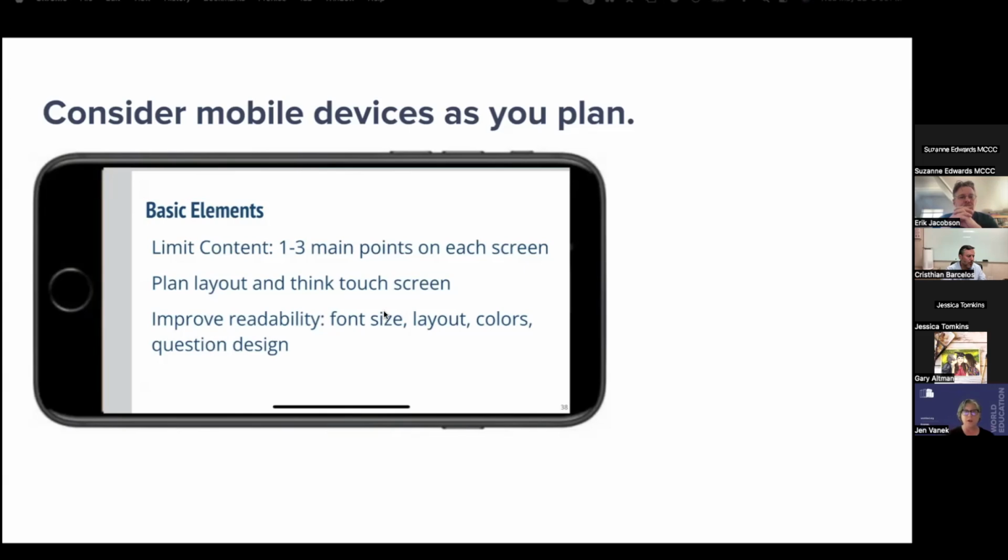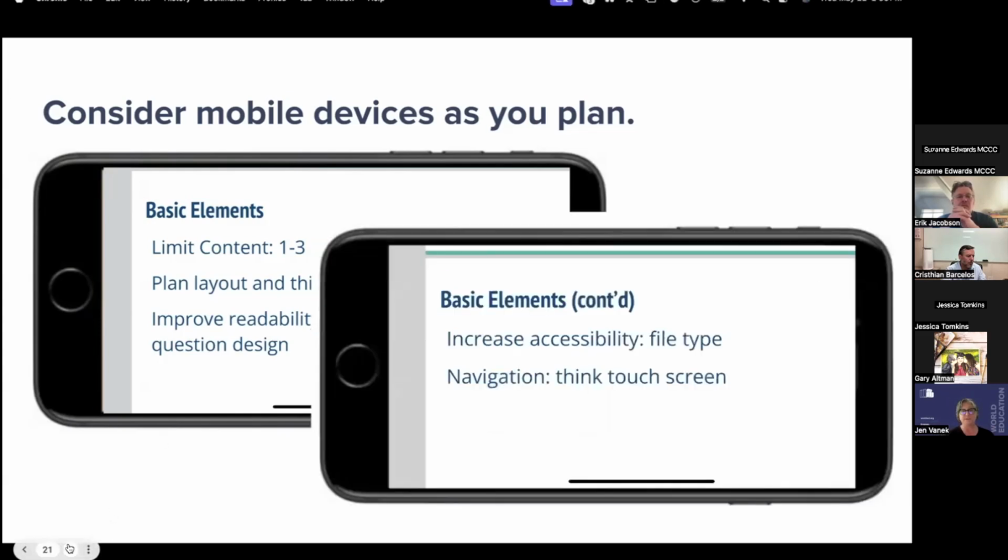Plan your layout, remembering that people might be using touch screens. And so you could use navigational cues like hyperlinks within the touch screens. Make sure that you're using a big enough font size, layout, and colors, and design that is going to be most readable for learners on a phone. A really great example of this work. Oh, sorry, there's more. And make sure you're using a file type that increases flexibility.